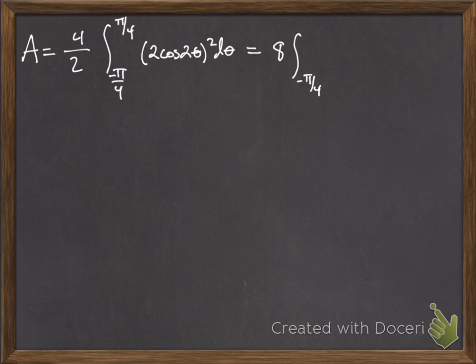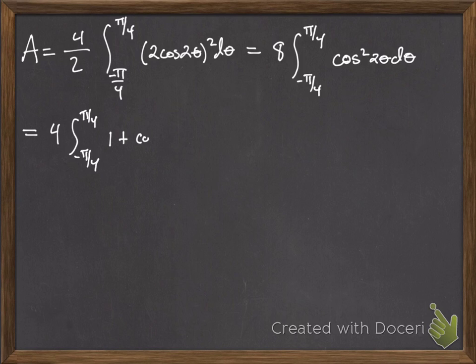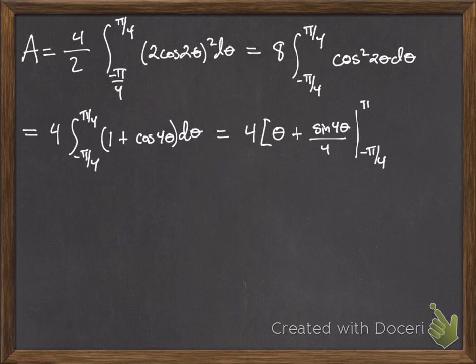So the 2 squared will be 4, times the 4 on the outside here will be 16, divided by 2, that gives us 8. So we've got the integral from negative pi over 4 to pi over 4 of 8 cosine squared of 2 theta d theta. We'll use the power reducing formula, which is going to introduce a 1/2, and 1/2 of 8 is 4. So the integral from negative pi over 4 to pi over 4 of 1 plus cosine of 4 theta d theta. And we'll go ahead and integrate it, so it's going to be 4 times theta plus sine of 4 theta divided by 4, evaluated from negative pi over 4 to pi over 4.